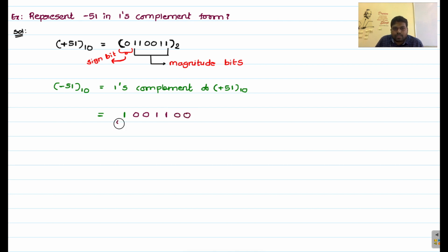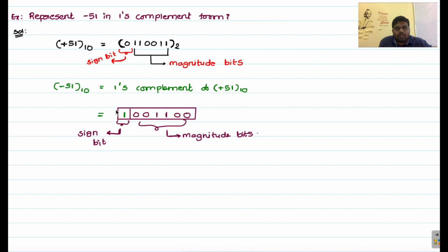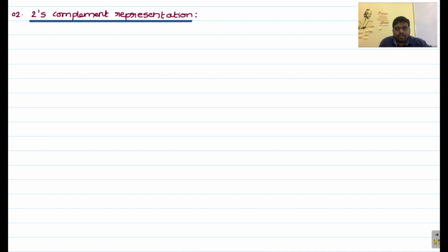Okay, so this is your sign bit, and these are the magnitude bits. This is your one's complement form of plus 51, that means minus 51 base 10. And the next one is two's complement representation.